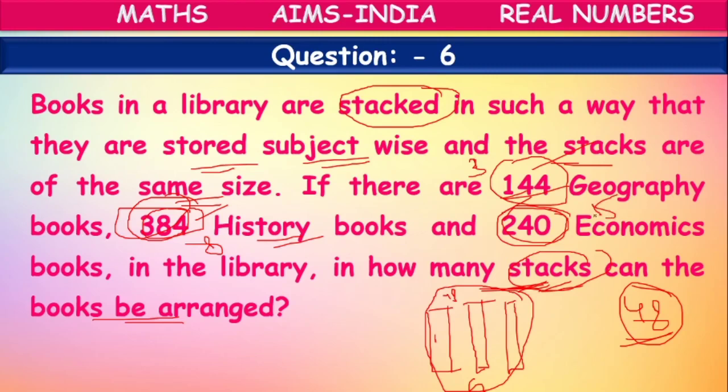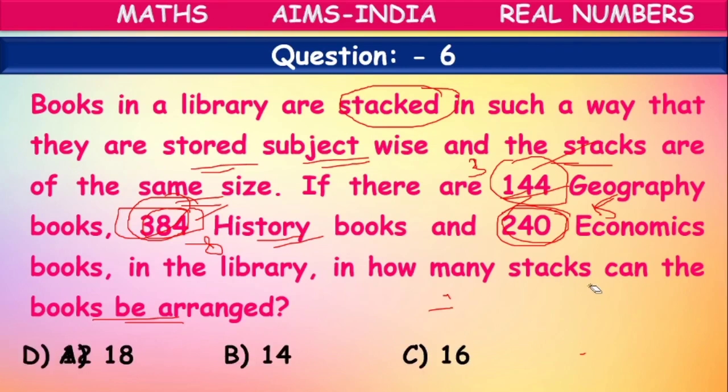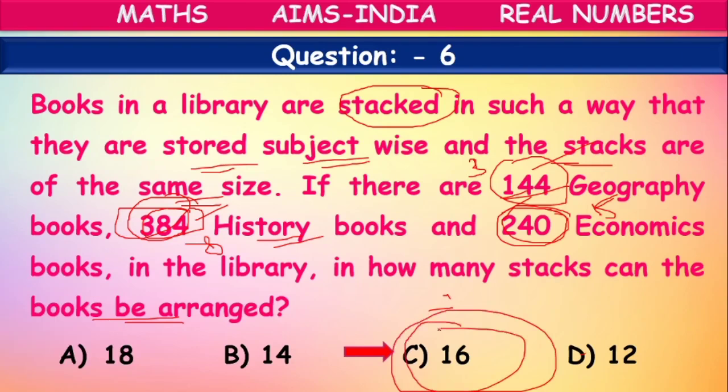5 stacks. So like this, 3 plus 8 plus 5. So altogether how much? 3 plus 8, 11, 11 plus 5, 16. So how many stacks can we arrange, children? We can arrange in 16 stacks, 16 lines, so that each stack will be having 48 books.